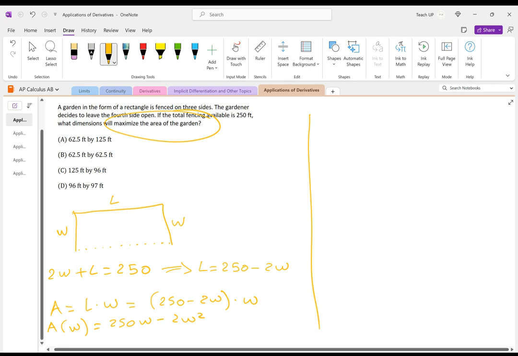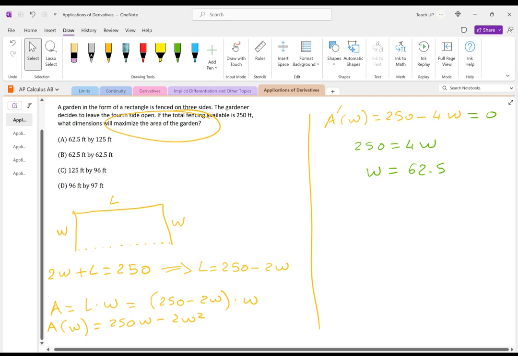Now, since we want to maximize the area, we're going to need to find the first derivative, set it equal to 0, and see what value of W we get. So A prime of W is going to equal 250 minus 4W. We're going to set this equal to 0, and then solve for W. You have 250 equal to 4W, which means W is equal to 250 over 4. Well, if you divide 250 by 2, you get 125, and divide by another 2, you get 62.5.